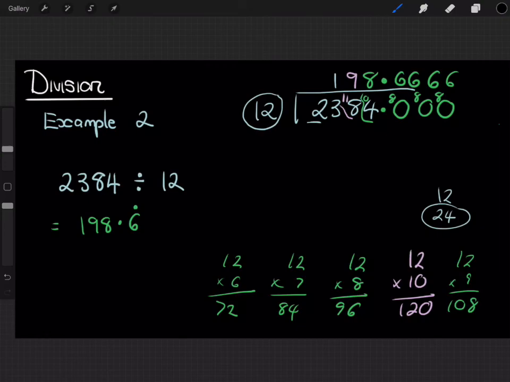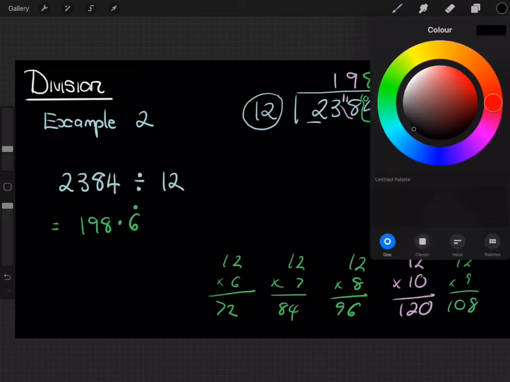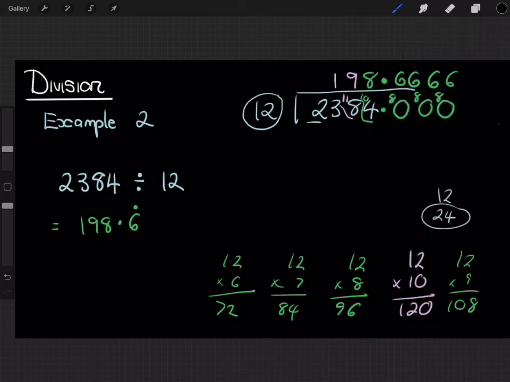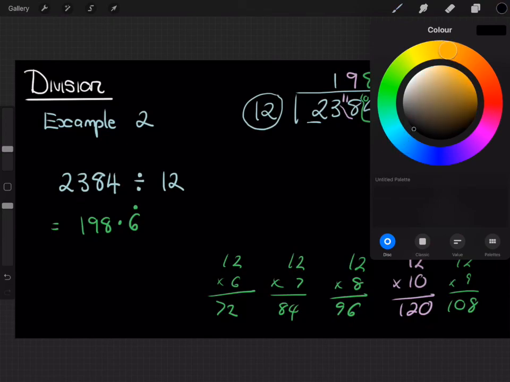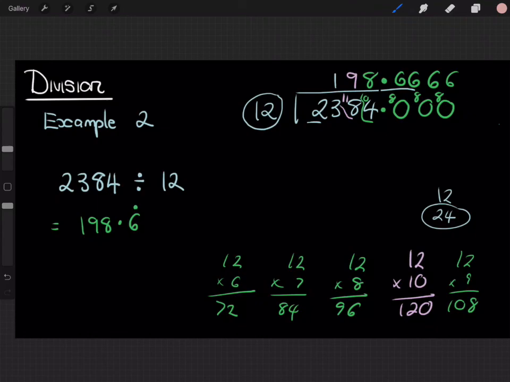Okay, so the key here to remember in the second example is if you run out of digits, like you get to the end and you still haven't got the answer, sorry, I'll just change the color there. If you run out of digits and get to the end and you haven't got your final answer, you place a decimal point and you just keep adding zeros until you get either no remainder or until you realize that it's just going to keep repeating itself.